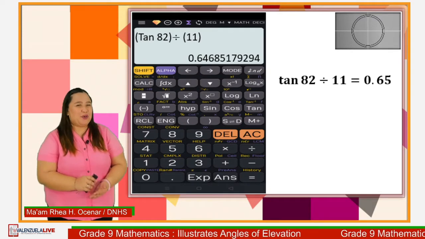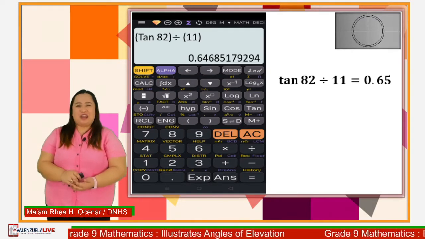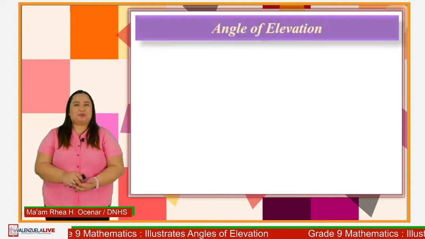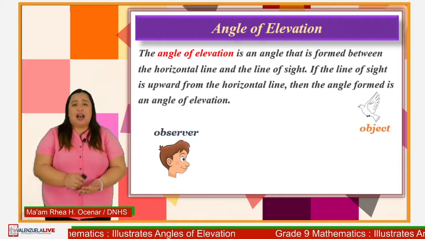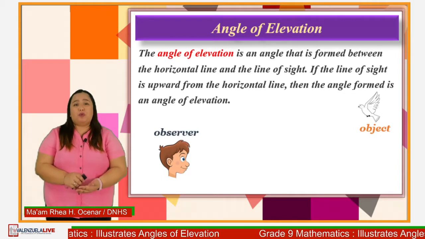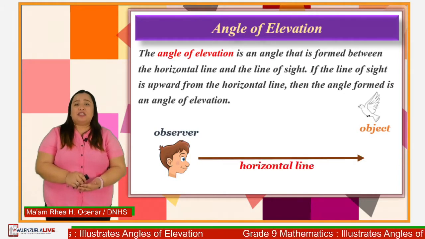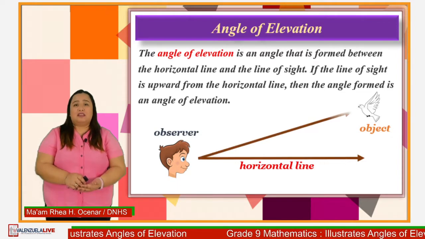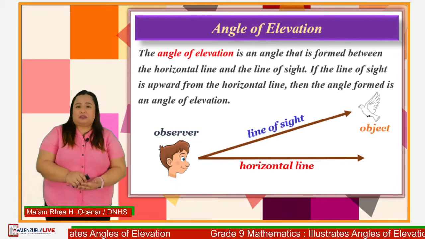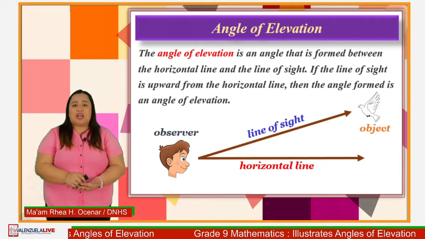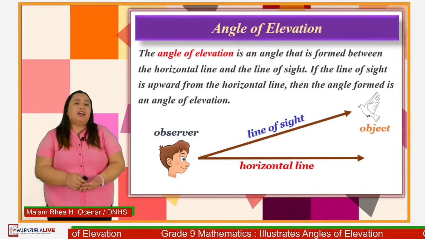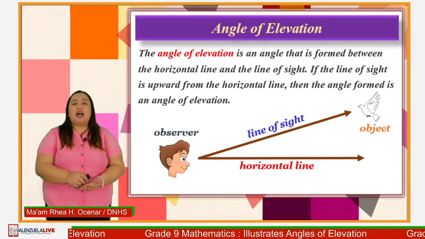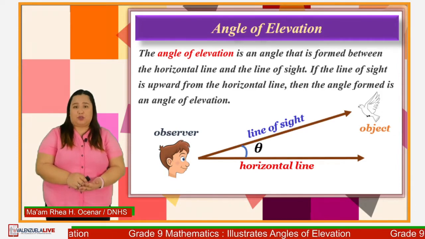Great! You are now ready to learn the angle of elevation. The angle of elevation is an angle that is formed between the horizontal line and the line of sight. If the line of sight is upward from the horizontal line, then the angle formed is an angle of elevation.